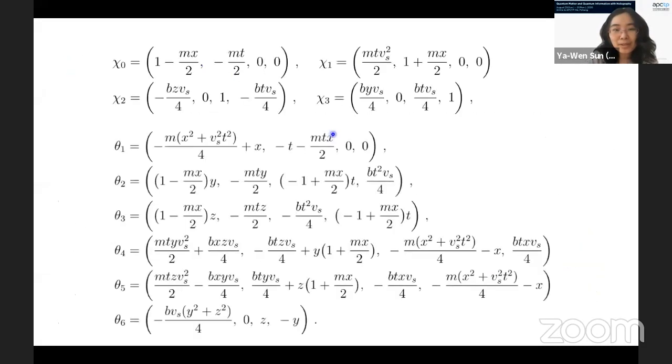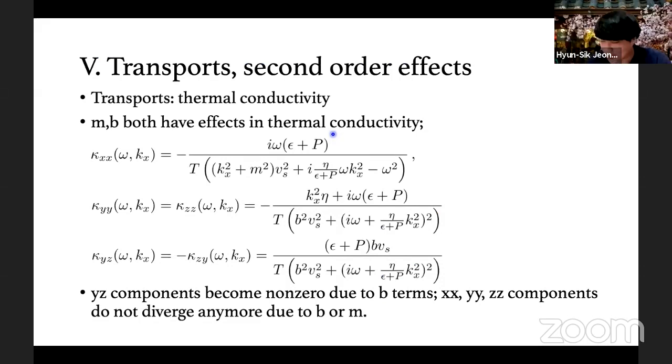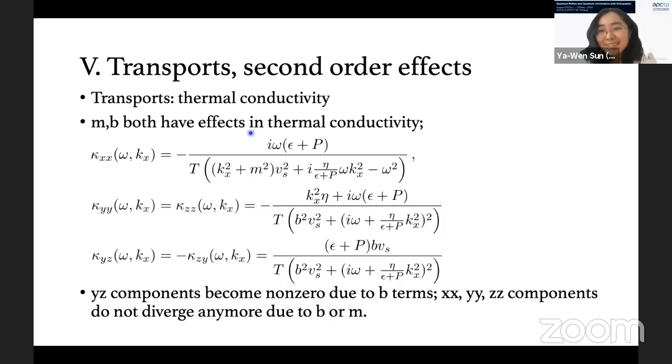So you mean the transport part? Yes. So what was your question? What is the characteristic property of this transport from this theory?